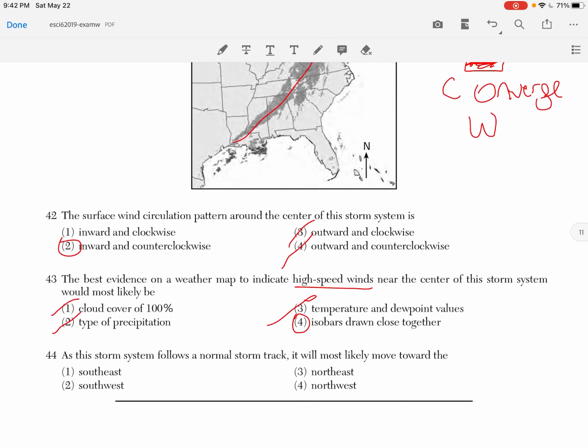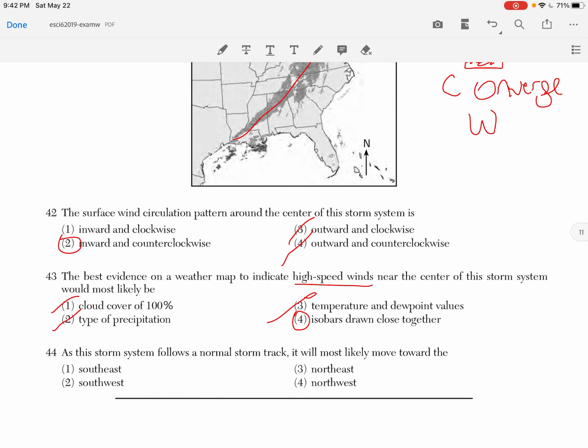All right, the last question, number 44. As this storm system follows a normal storm track, it will most likely move which way? Well, you all know that storms move from the west coast to the east coast. So from west to east. So we would expect it to move east, but specifically, we either have southeast or northeast. So let's get rid of 4 and 2 to begin with.